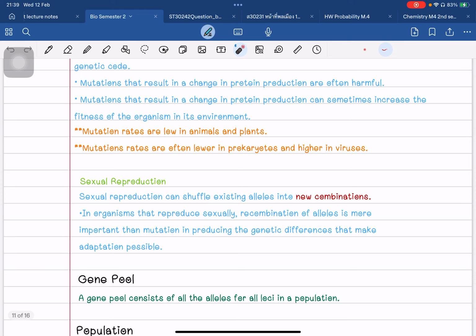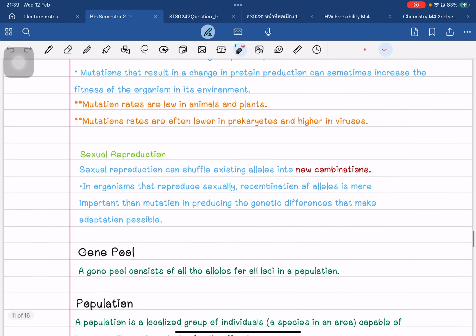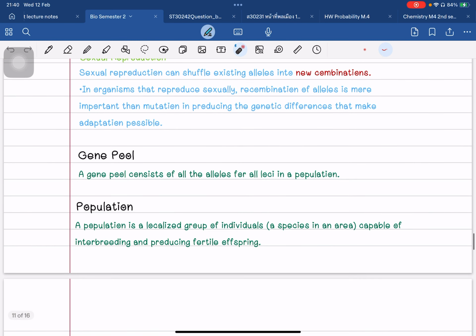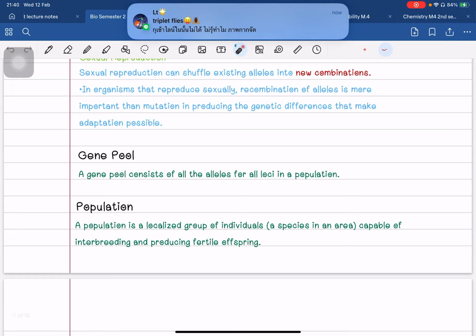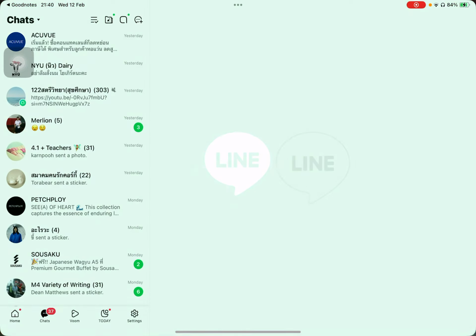Sexual reproduction. Sexual reproduction can shuffle existing alleles into new combinations. In organisms that reproduce sexually, recombination of alleles is more important than mutations in producing the genetic differences that make adaptations possible.